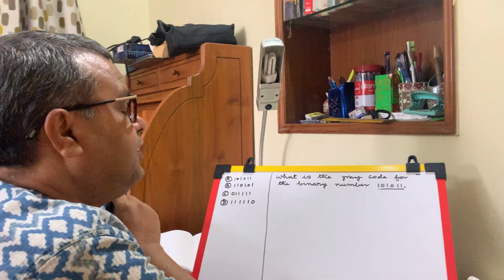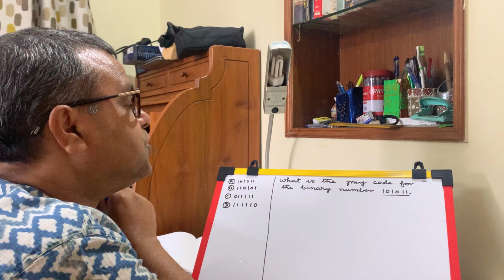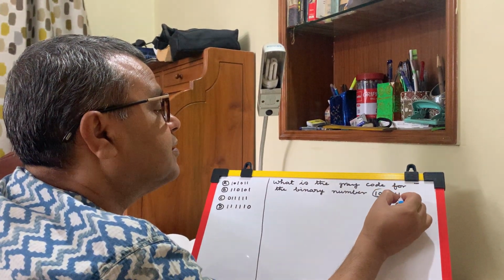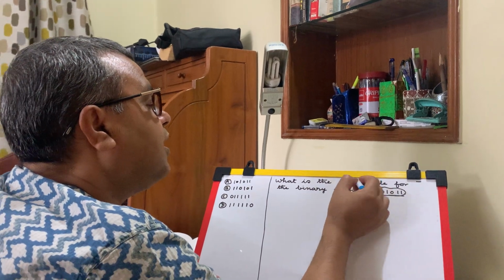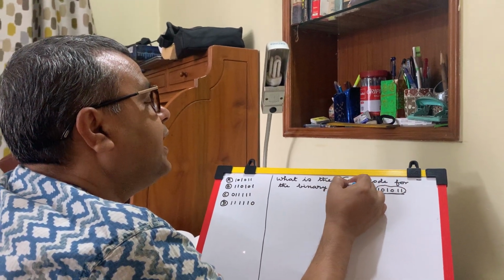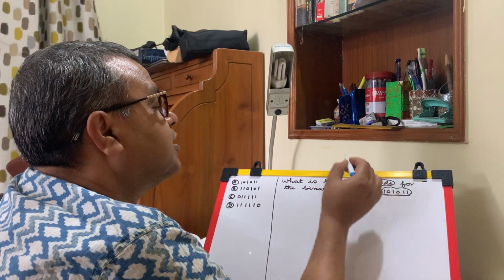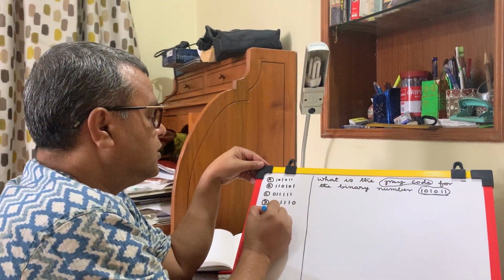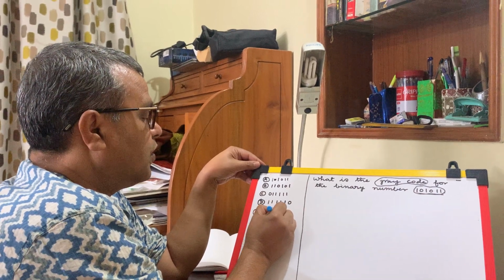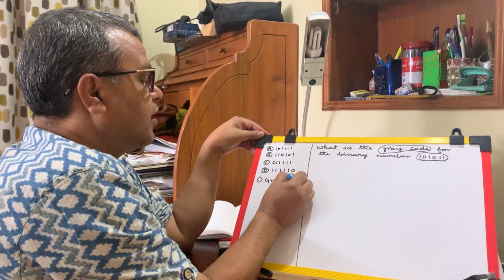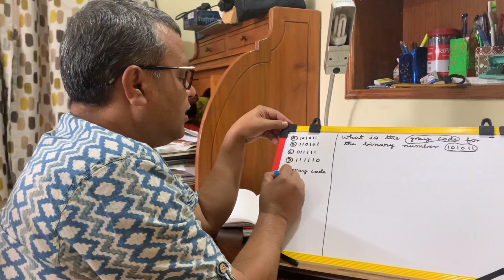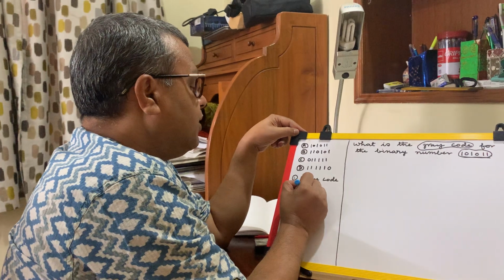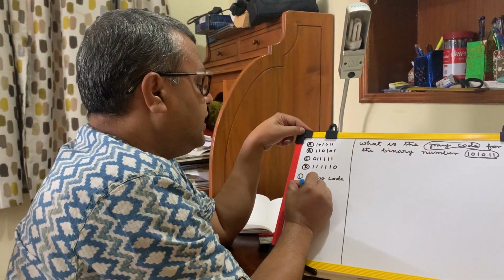So if you look at the key things in the question, a binary number is given and we have to find out the corresponding gray code. So first, the core concept: we need to know what gray code is, and then how gray code is related to the binary number.